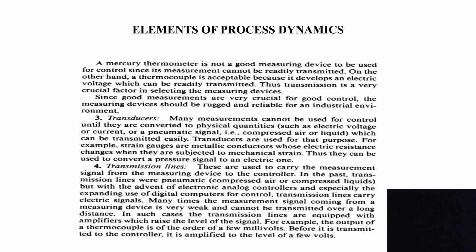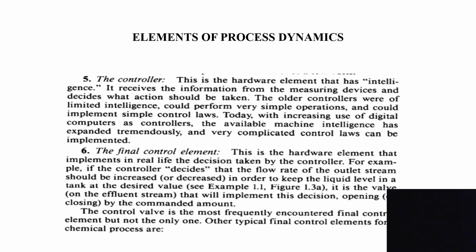That particular signal, the signal from the field instrument, should be given to the controller with the help of a transmission line. A transmission line is nothing but the cable which is going to carry the electrical signals from the field to the control room. The next very important hardware element is a controller, which has its own intelligence.